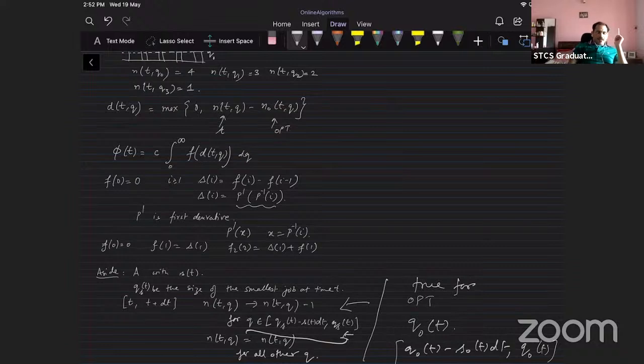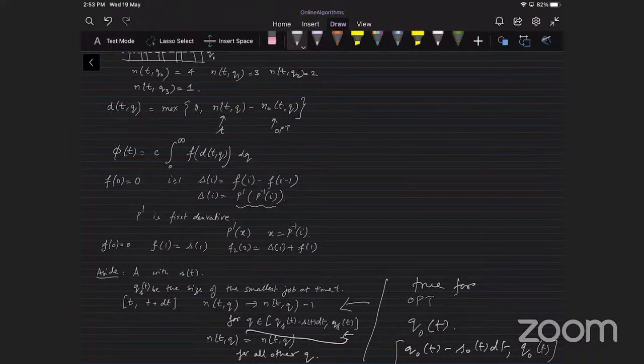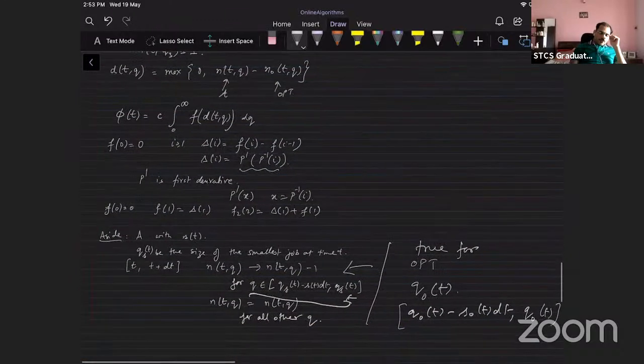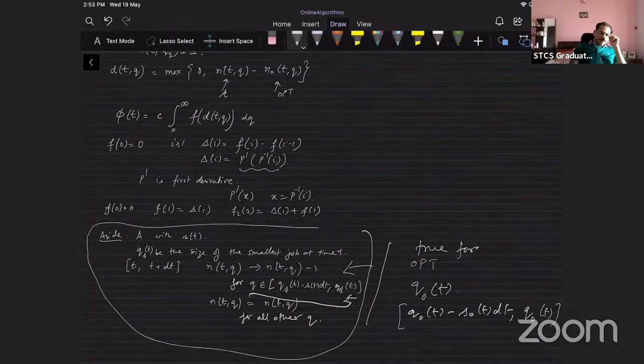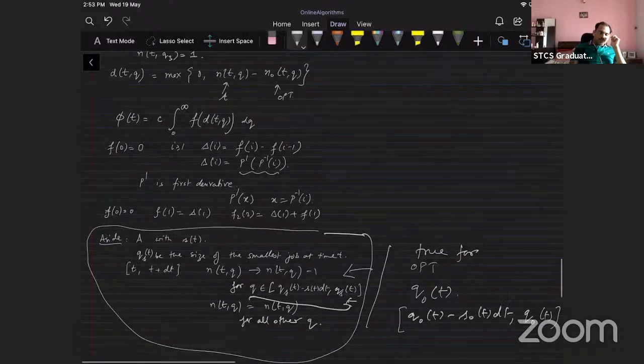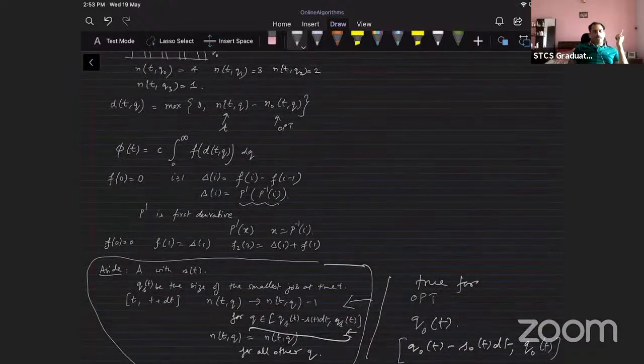Pranshu, is this clear that one can write the difference in terms of deltas? Sir, could you repeat it? My internet froze for a second. So should I go back to this computation or just ask the question? Just the question. So the question is, can I write the difference of phi of t and phi of t plus dt as a function of delta of something? Yes.